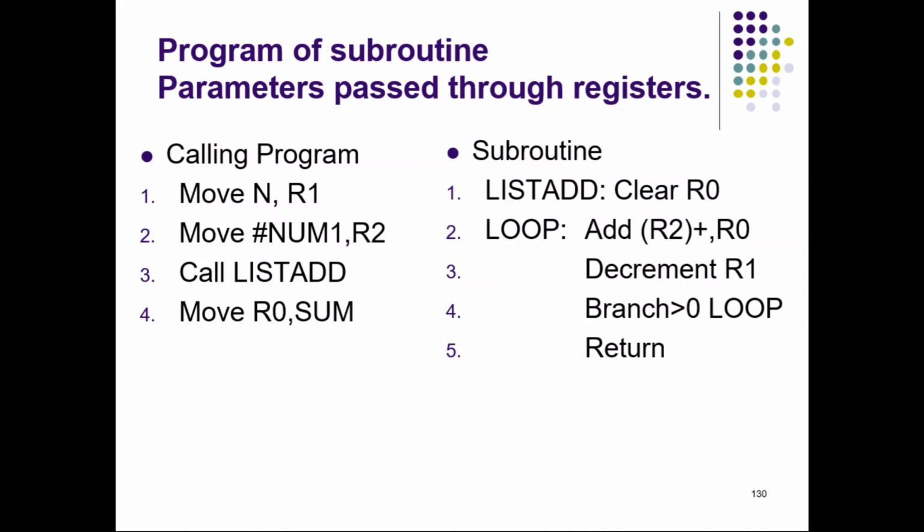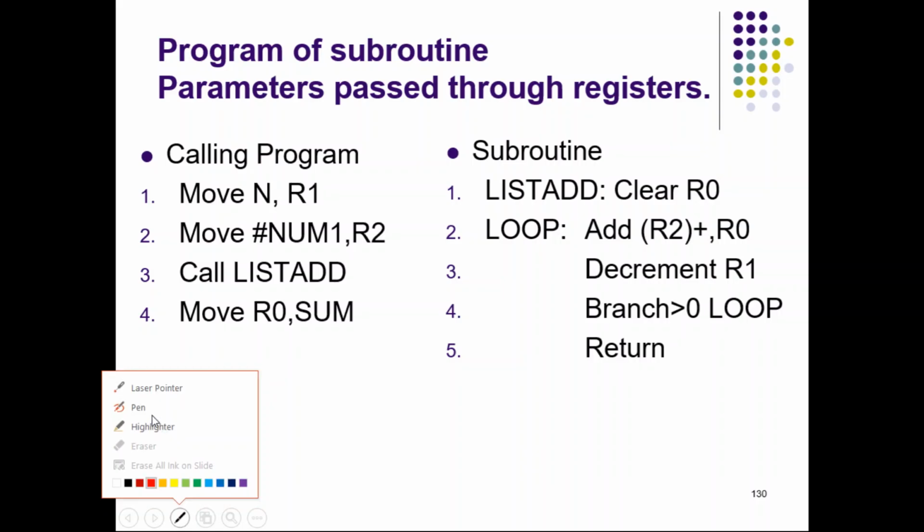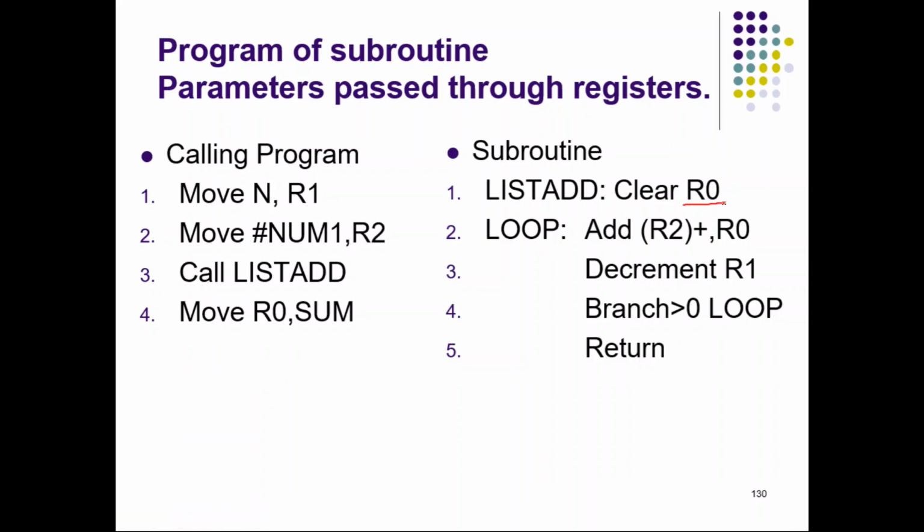Here local variables in the sense, say this R0, R1, R2, if you want to use them in the called program, that is in the subroutine, then we cannot use them directly as such, because the calling program may also be using these registers. Here you can see the calling program is using R1 and R2, so they may have some values. So when the control finally comes back to the calling program, the calling program will expect that R1 should retain its old value. Okay, so we cannot directly use them.